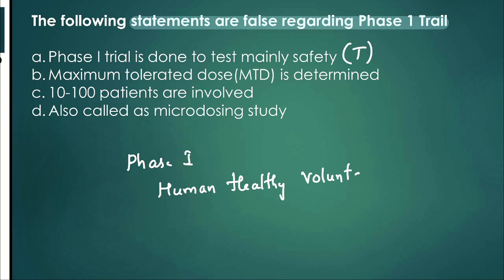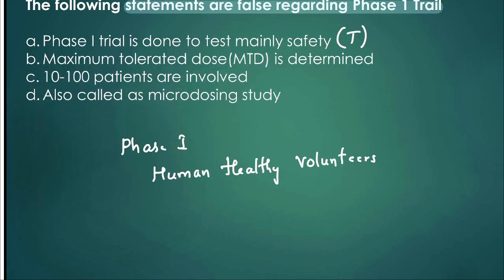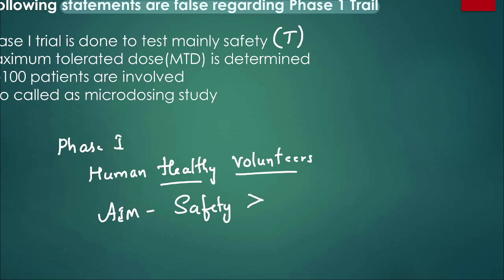Because we don't know what the problem with the drug is. It can cause adverse effects, and the patient may even die. Then who can tolerate better? Healthy volunteers. So the main aim of phase 1 trial is to check whether the drug is safe. Suppose I find out the drug is safe, then I will check how much dose is safe. That is called maximum tolerated dose.